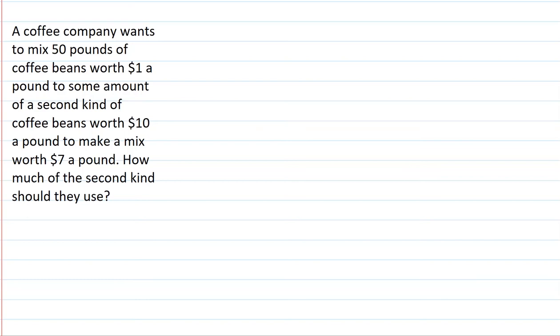All right, let's take another example. This one is a little bit different. A coffee company wants to mix 50 pounds of coffee beans worth $1 a pound to some amount of a second kind of coffee beans worth $10 a pound to make a mix worth $7 a pound. How much of the second kind should they use?